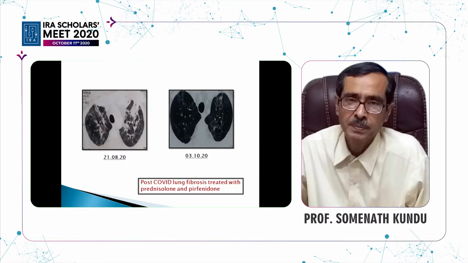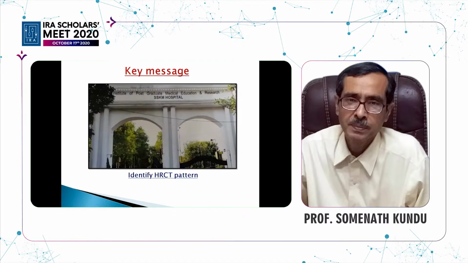So I'm sorry if I was not audible at some time, but the key message is identify the HRCT pattern and always interpret it in context. I couldn't show you the entire HRCT plate. I only showed a section. But when you get the entire HRCT plate, get the proper history, identify the pattern, and interpret it in the clinical context.